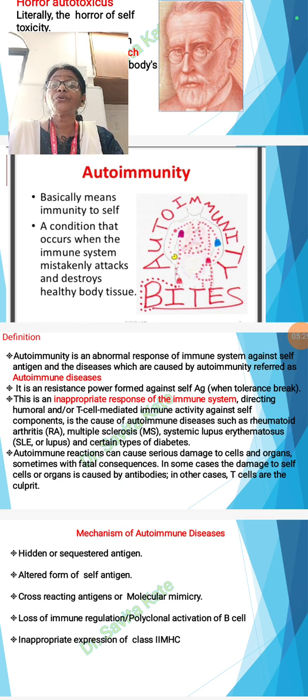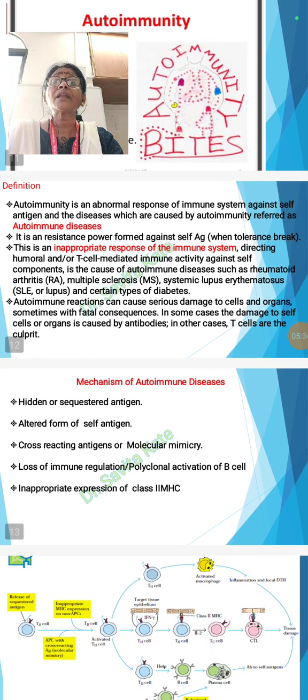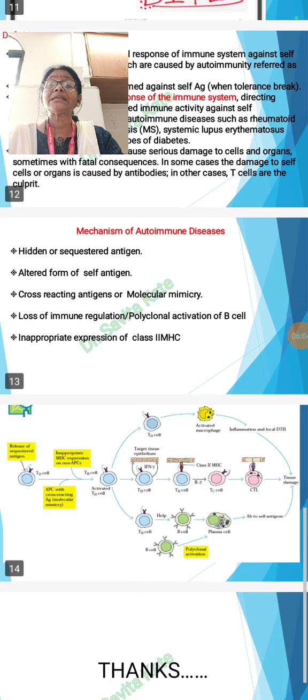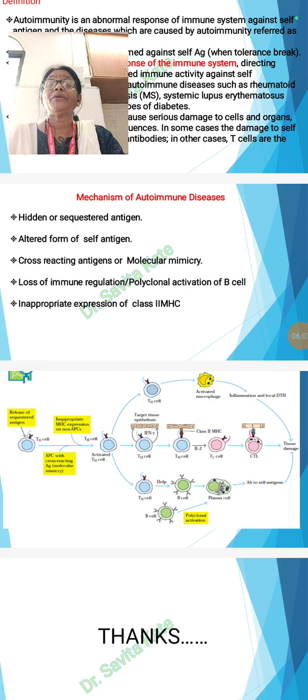There are a number of autoimmune disorders, such as rheumatoid arthritis, multiple sclerosis, systemic lupus erythematosus. In the next lecture we will discuss how these autoimmune diseases occur, that is, the mechanism of autoimmune disease. I hope today you understood the meaning of autoimmunity: the inappropriate immune response of the immune system against the self antigen, which develops when the tolerance breaks.